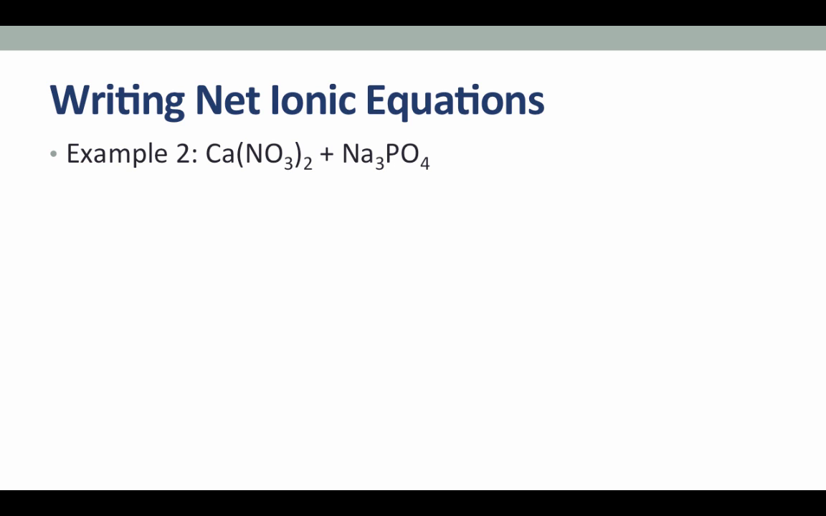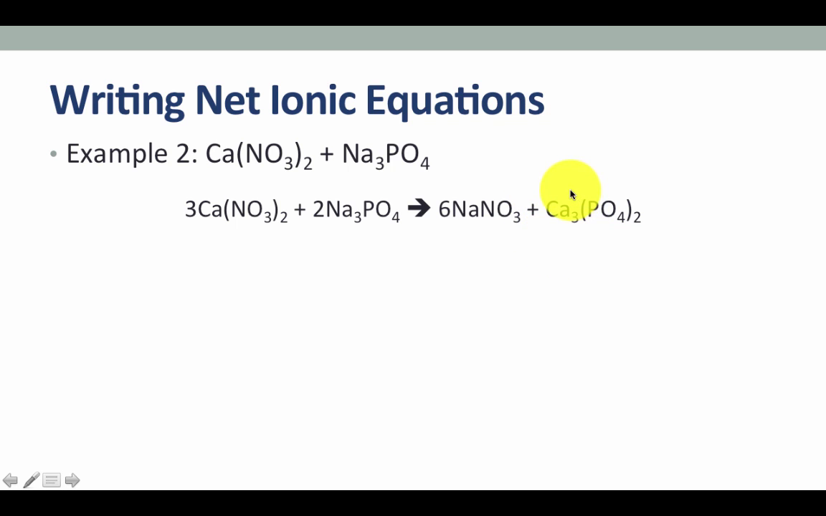Let's try another example. Here we have calcium nitrate and sodium phosphate. I'm going to begin by writing out the formula equation, balancing it, and then move on to looking at my ionic equation. So calcium nitrate and sodium phosphate could combine to form sodium nitrate and calcium phosphate. You'll see that I put 3 calcium nitrates and 2 sodium phosphates to combine to make 6 sodium nitrates and 1 calcium phosphate. To do this balancing, I began by noting that in my products I have 3 calciums. I then placed a 3 in front of calcium nitrate.